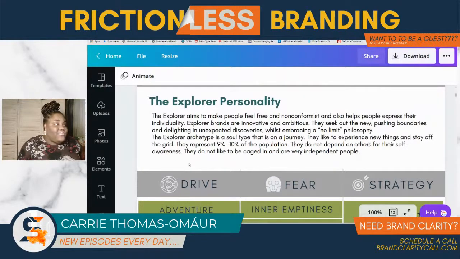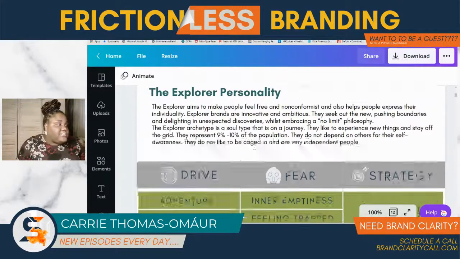And it's funny because the Explorer brand only actually represents 9 or 10% of the population, which is crazy. They're not dependent on other people for their self-awareness. They don't like to feel caged in, and they're very independent people. So think about that when you think about those brands. They don't need somebody to tell them what to do or how to do it. They trust themselves. They're very trusting in the way that they perceive their actions.